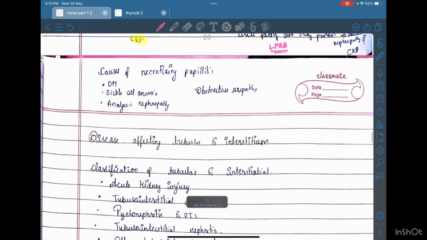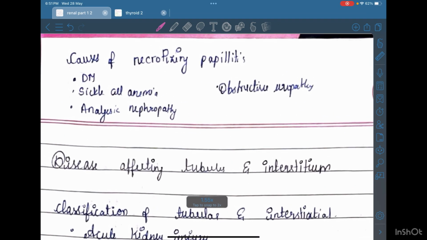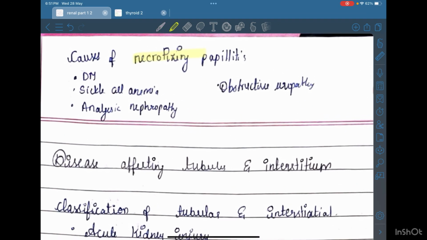What are the causes of necrotizing papillitis? One, which you learned just now, is DM. Next is obstructive uropathy, sickle cell anemia, then analgesic nephropathy, like NSAIDs, vancomycin and so on, can cause necrotizing papillitis.